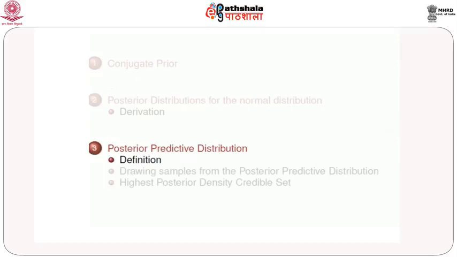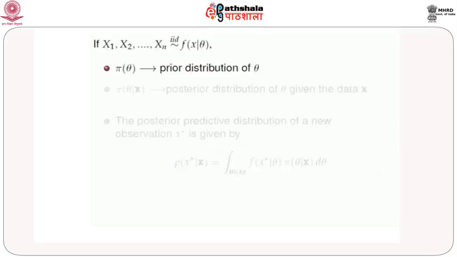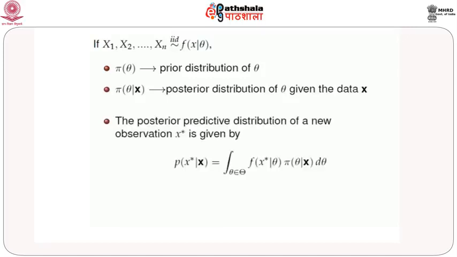Okay, so next we are going to look at the definition of the posterior predictive distribution. Suppose we have n IID observations from the density f indexed by the parameter theta. We have as the prior distribution of theta pi theta, and pi theta given x is the posterior distribution of theta given the data. The predictive distribution of a new observation x star is given by the following.